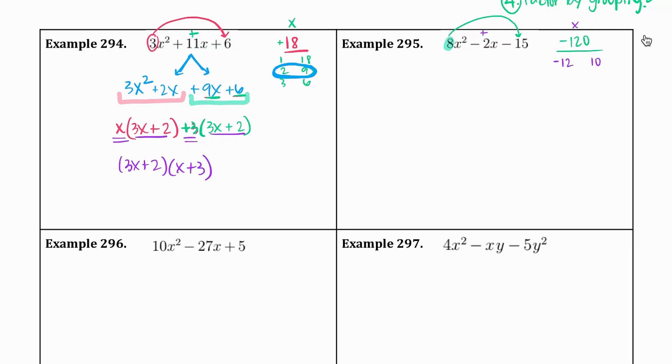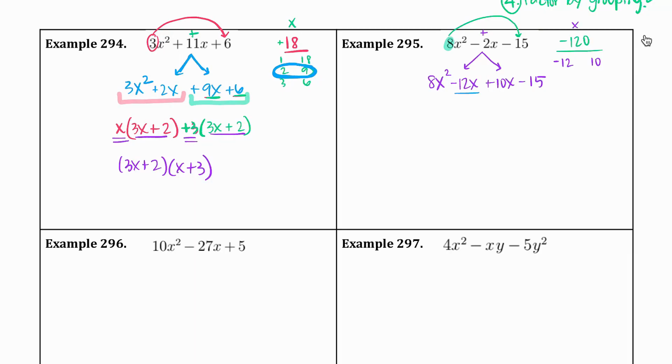So if we rewrite this, splitting that middle term into two terms, I'm going to have 8x squared minus 12x plus 10x minus 15. And the order that we write these two terms does not matter. We could have put plus 10x minus 12x. It's just going to make our next step look a little bit different, but our final answer will be the same.